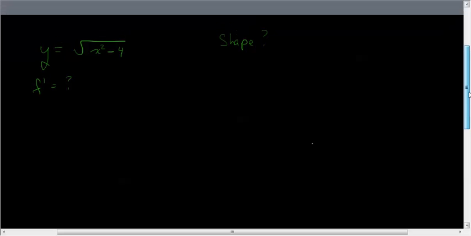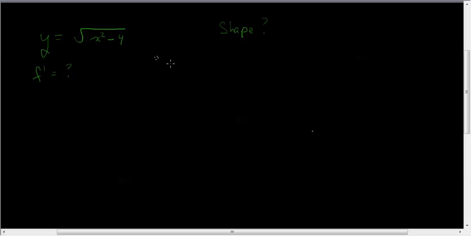Let's see. Another application. What is this? What shape does this have? The square root of x squared minus 4. Well, let's think about this. If I square both sides, I'll get y squared equals x squared minus 4. So this becomes 4 equals x squared minus y squared. It's not a circle, is it? Because that would be x squared plus y squared.